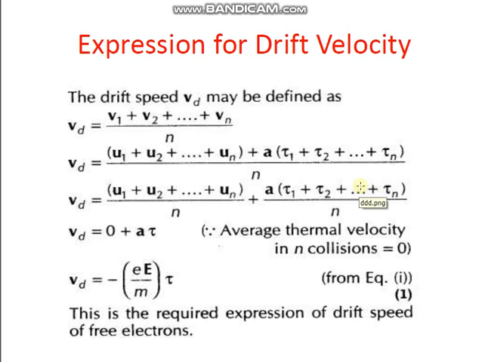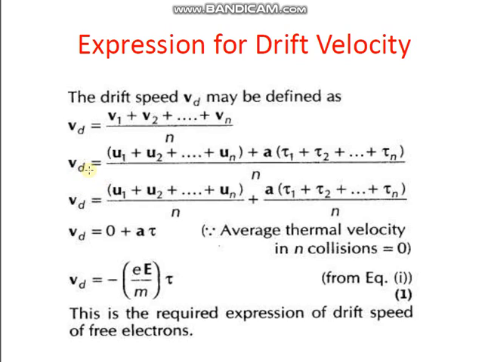Next, the expression for drift velocity. The velocity with which electrons move against the direction of conventional current is known as drift velocity. We are taking the expression for drift velocity. You can see Vd is equal to (V1 plus V2 plus so on up to Vn) divided by N, where N is the number of electrons, V1 is the velocity of the first electron, then the second electron, and so on.